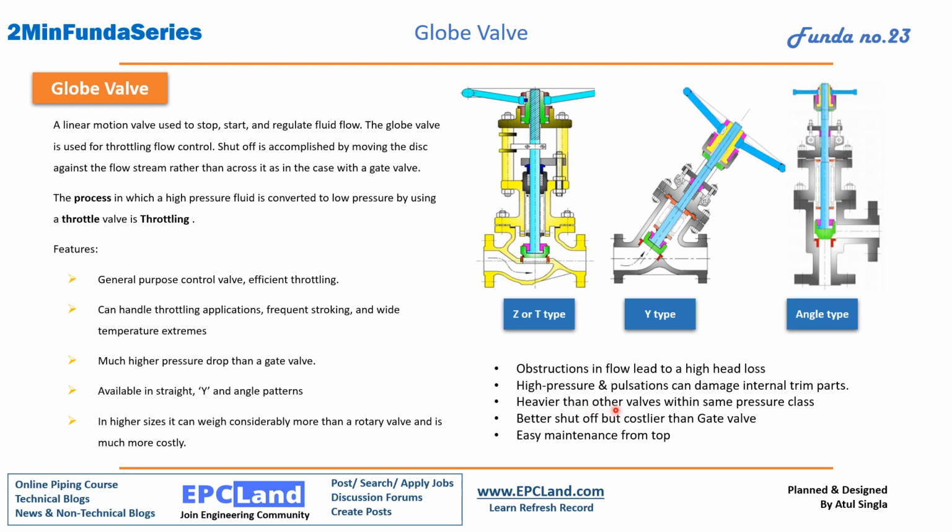Most of these valves are heavier than other valves if we consider valves within the same pressure class. The globe valves are generally very heavy. Better shutoff but costlier than gate valve. The main purpose of shutting down is better as compared to gate valve, but it is a little bit costlier. These valves are very easy to maintain because we can open them from the top and remove the faulty part.